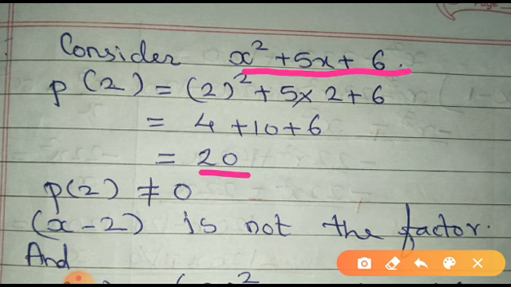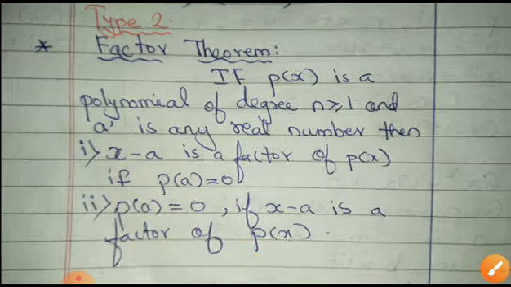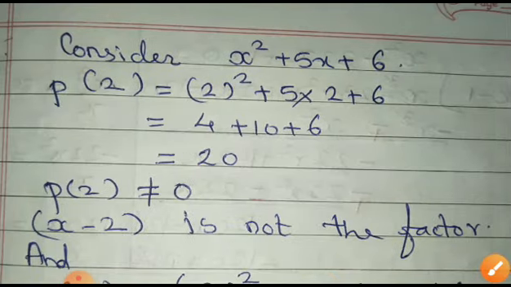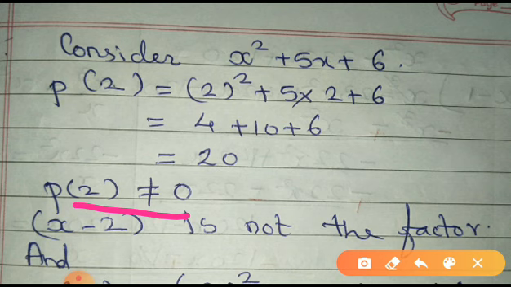Since p of 2 is not equal to 0, according to the previous theorem, if p of a is 0, then x minus a is a factor. Here, I have got p of 2 not equal to 0, and therefore x minus 2 is not a factor.